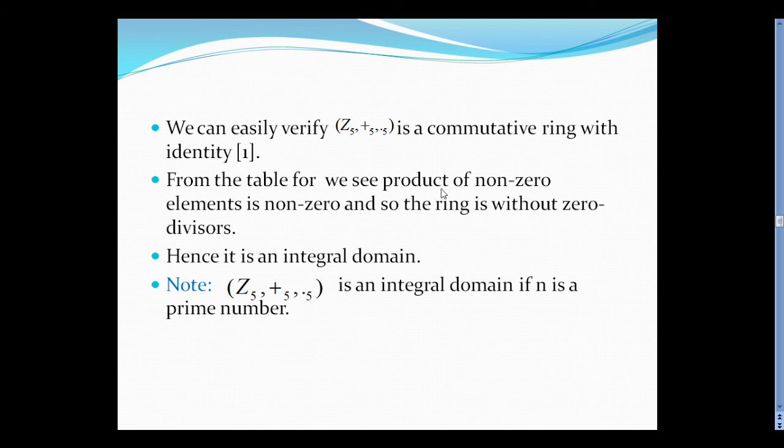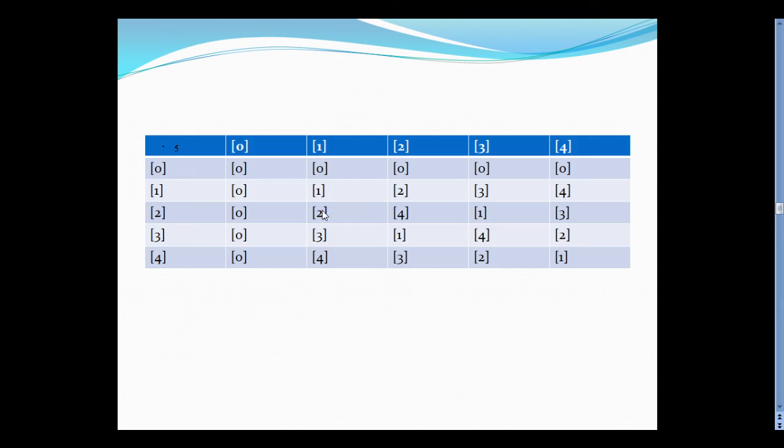So, from the table we see the product of non-zero elements is non-zero. So, the ring is without zero divisors, and hence the product of non-zero elements is non-zero. So we can see this product of non-zero elements. Product of non-zero elements means 1 into 1, which is non-zero, 1 into 2, which is non-zero, 1 into 3, non-zero, 1 into 4, which is non-zero.